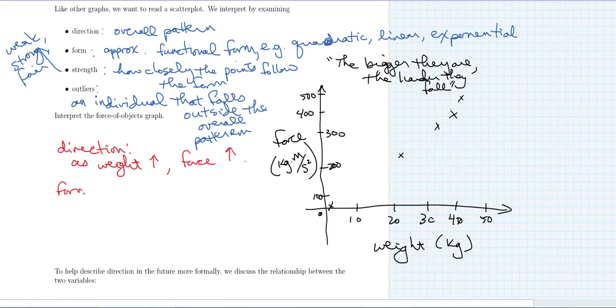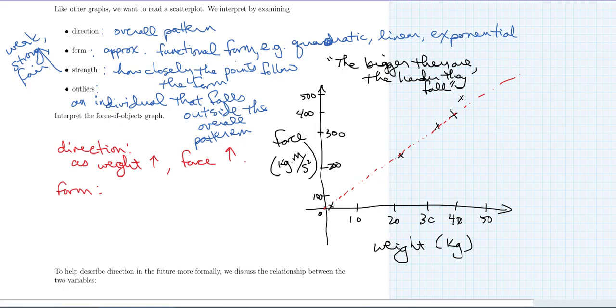Now we want to talk about form. So what function does it look like this data follows? Well, with the way I've drawn this, it could be a loose parabola, right? It could also be linear, okay? So what we want to do is probably figure out which one does it fit the best. So let's sketch a line here that goes through some of the points. Okay, so that would be what a line looks like, approximate line.